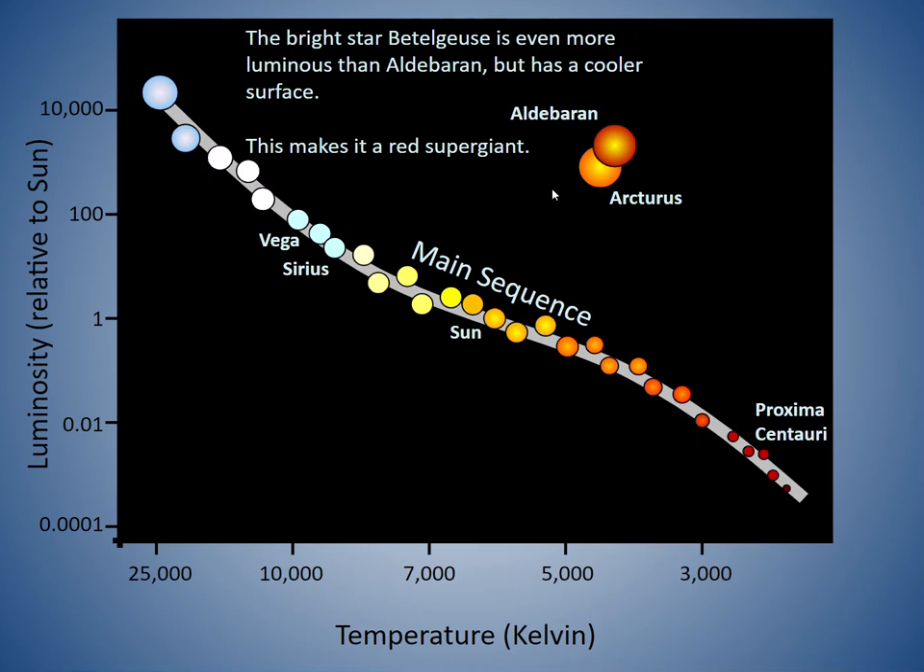Next, we have Betelgeuse. If you remember, Betelgeuse was the shoulder of Orion at the very beginning. So Betelgeuse is even brighter than Aldebaran, but it's also cooler. So again, we follow the same pattern. Even brighter, but also cooler. It's going to be over here. This would be called a red supergiant.